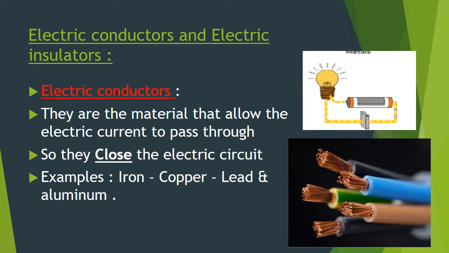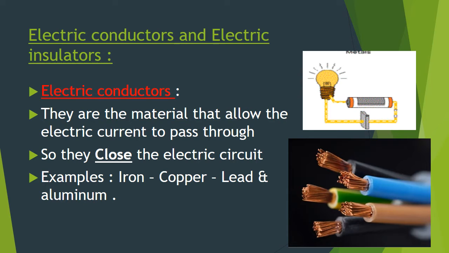Do you remember from the previous lesson? I have explained to you in the previous video. When the electricity is passing, this means that the circuit is closed. Okay, if you didn't watch this part in the last lesson, please watch it, okay, to understand. They are the materials that allow the electric current to pass so they can close the electric circuit.